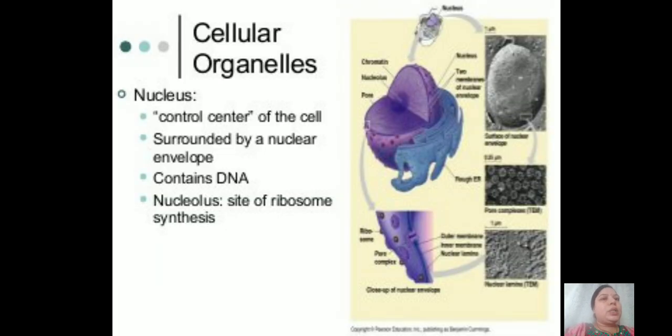Now we are going to learn cellular organelles. The nucleus is one of the very important cellular organelles. It is the control center of the cell, surrounded by the nuclear envelope. It contains DNA. The nucleolus is a site of ribosome synthesis.